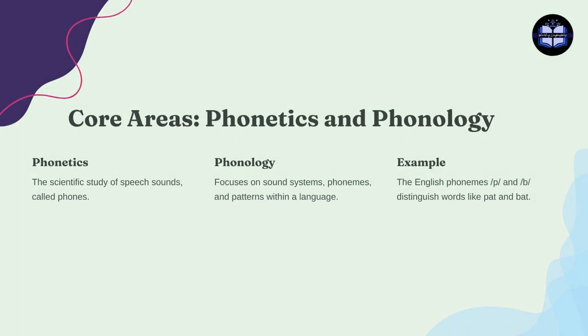Phonetics is all about the sounds we make when we speak. For example, the p in pet and the b in bet are different sounds because one is voiceless and the other one is voiced. The concept of voiced and voiceless sound will be discussed in our upcoming videos.